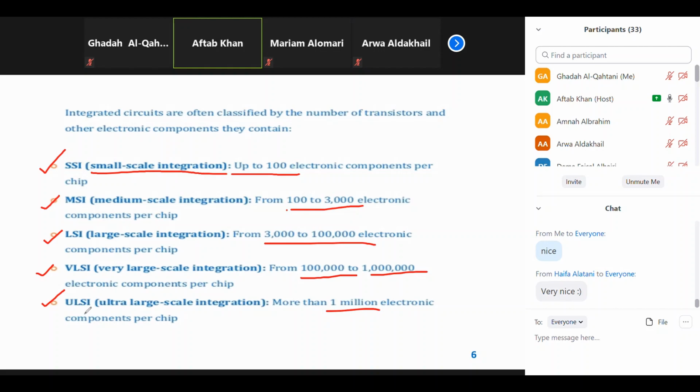And now we are beyond that one. We are talking about ultra large scale, ULSI, and we are beyond that. That is 5 nanometer design, so billions of transistors can be designed. So these full forms you should know. Okay, what is SSI, what is MSI, and all these things.